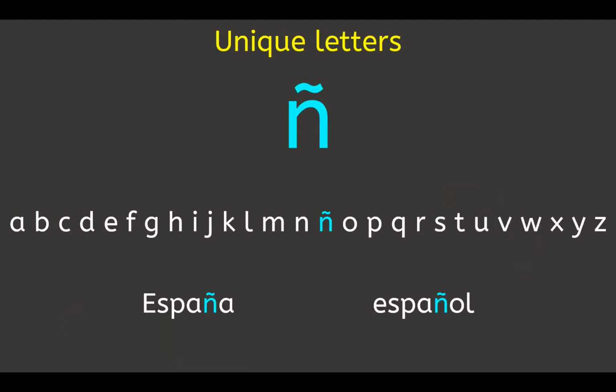Let's look next at unique letters. The Spanish alphabet has 27 letters, the 26 of the English alphabet plus the ñ. The tilde on the top makes all the difference. It's an important letter to Spaniards as it's in the name of their country and their language, España and Español. It's very unusual for the ñ to begin a word.